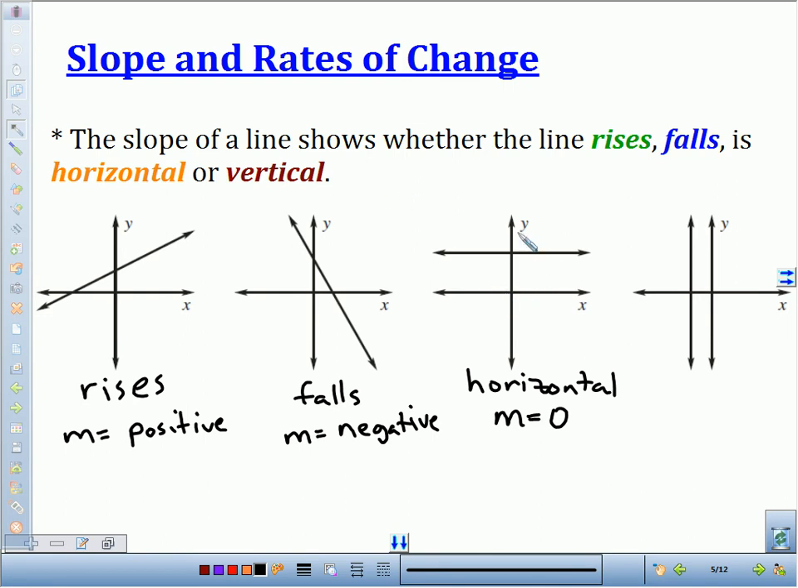The odd man out here is a vertical line. Our last example shows a vertical line. Remember, a vertical line is one that goes straight up and down. It's kind of the odd man out, because when a line is vertical, that means that the slope is undefined. And if the slope is undefined, that means we do not have an m at all.